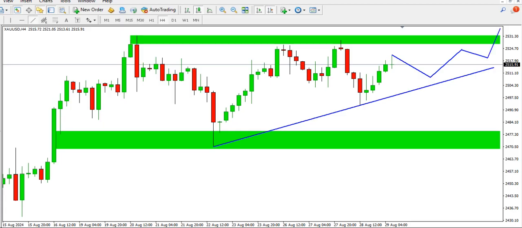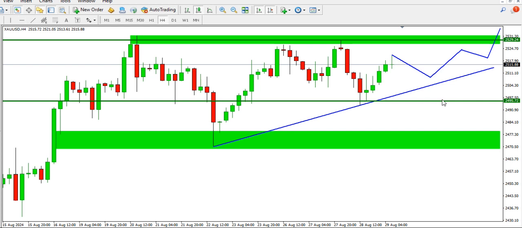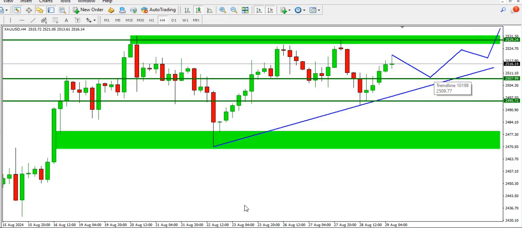This is likely. There are sellers at this level, I'm talking about the 2529 level, while buyers continue to push price up. Buyers stepped in at this point. Now the buyers should be expected to be at around 2507 or 2508 for more buyers to join in and for price to continue to go up.